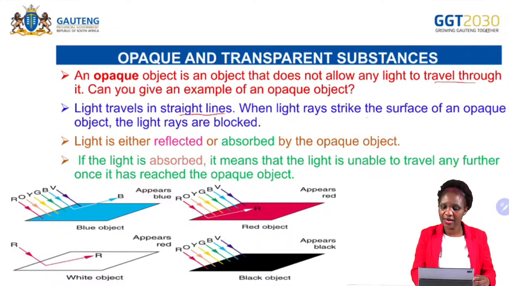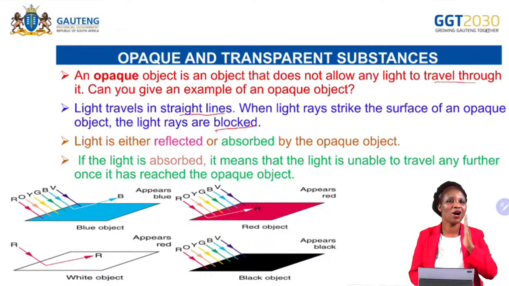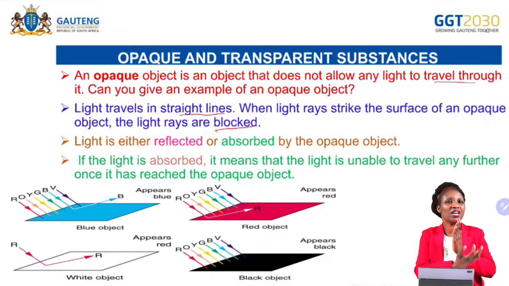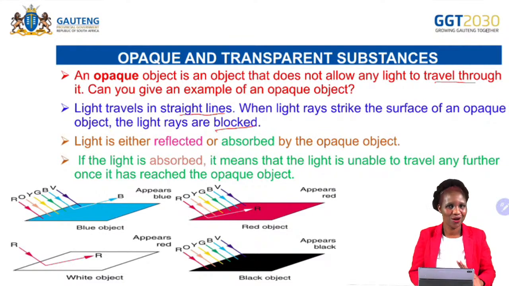When light rays strike the surface of an opaque object, the light rays are blocked. Always remember that. When light rays strike an opaque object, then the rays are blocked. Light cannot travel through. I said our hands are opaque, therefore no light can travel through. But what's going to happen if light is blocked? It is going to cause a shadow on the other side of the object. Do you get that? That's very good.